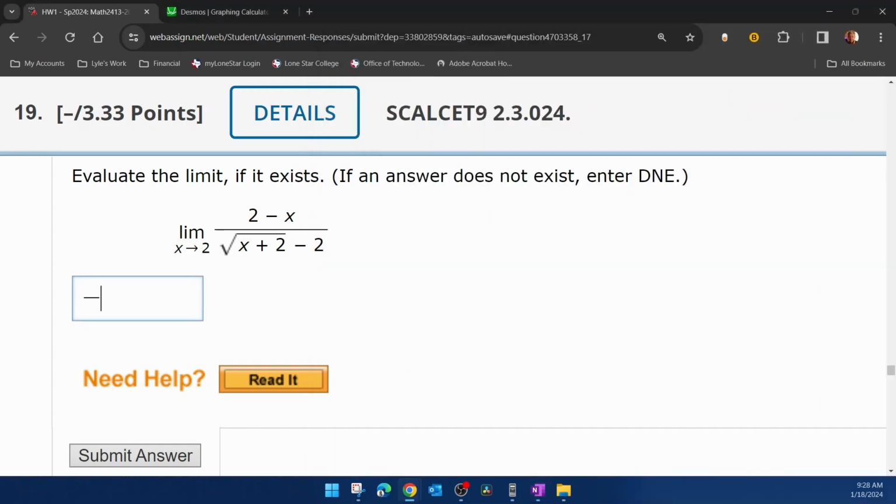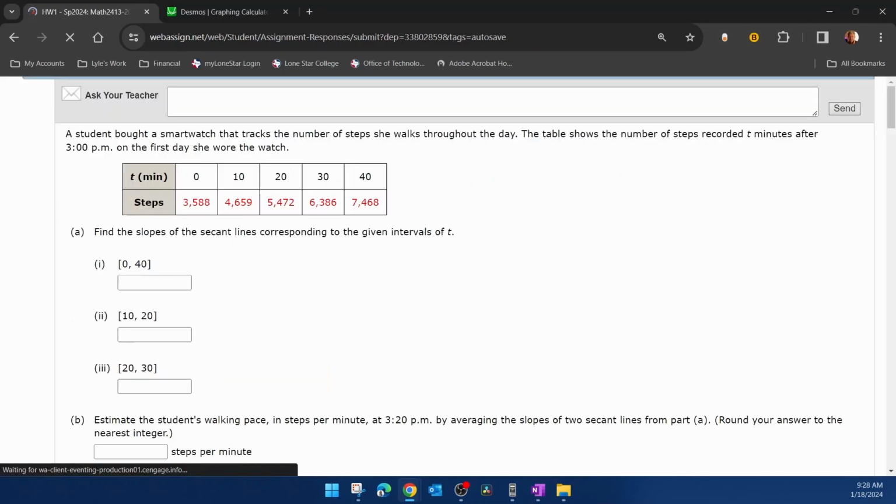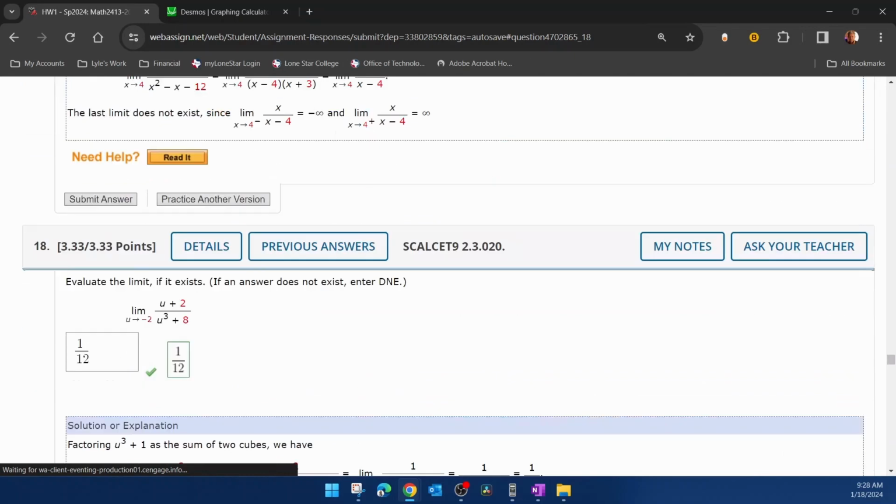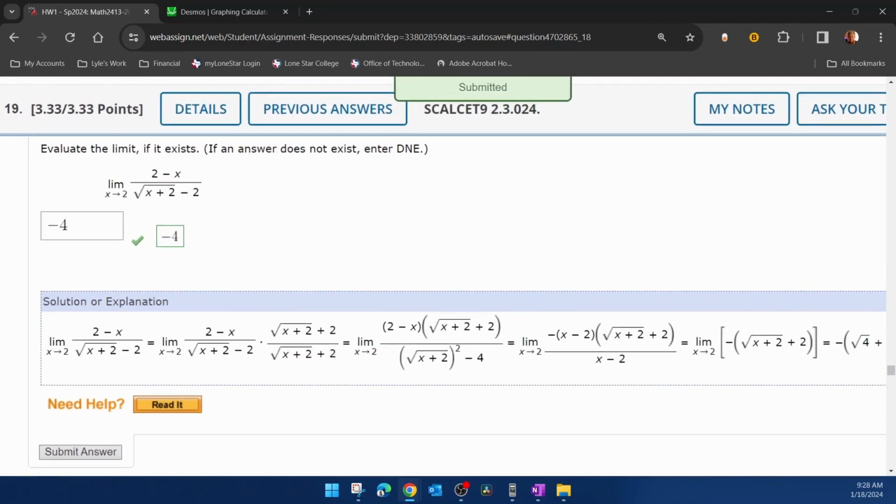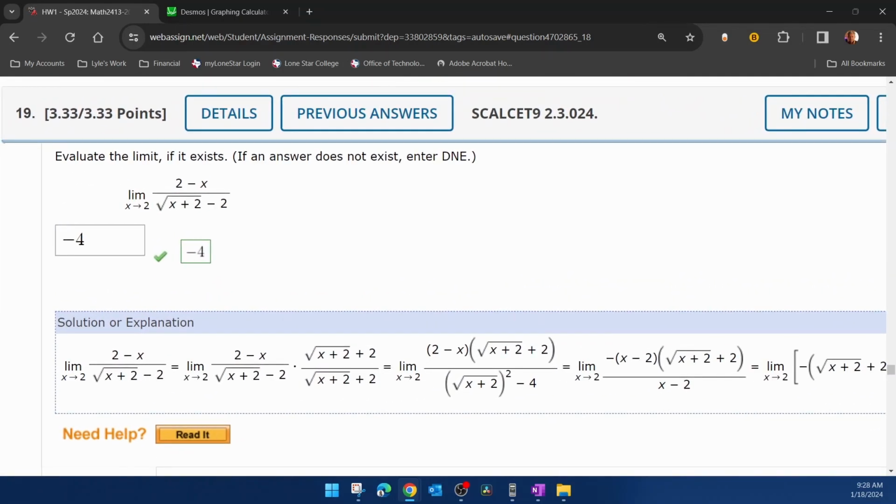Now let's see if we're right. I hope so after all of that work. Yeah, boy. We got it. And that's going to do it for this problem.